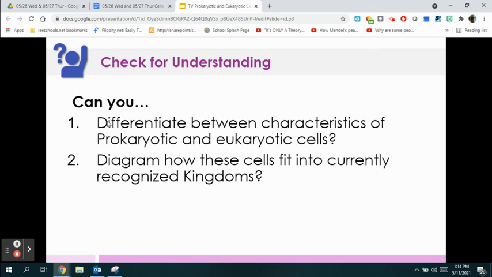After you went through this, you should be able to differentiate between characteristics of prokaryotic and eukaryotic cells and diagram how these cells fit into currently recognized kingdoms.